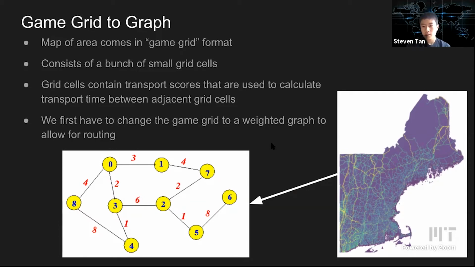So essentially, the nodes will be the individual grid cells, and edges can be thought of as roads that connect adjacent grid cells, and they'll be weighted by the time it takes to travel between those grid cells. So they're basically just roads. And the reason we have to convert it into a weighted graph is that this weighted graph will allow us to perform different algorithms, like finding shortest paths, and it'll be very helpful for routing.